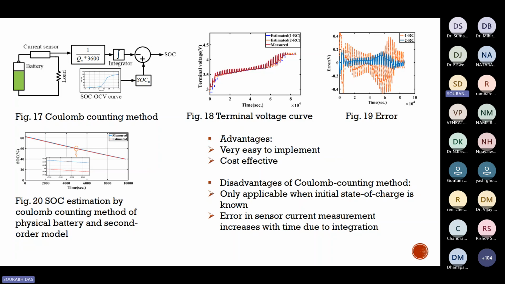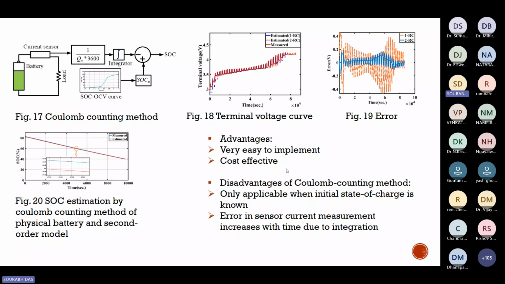And if we estimate the SOC using this Coulomb counting method, I get this estimated SOC curve. So the advantages are that it is very easy to implement and cost effective. And the disadvantages of the Coulomb counting method are that it is only applicable when the initial state of charge is known, and the error in sensor current measurement increases with time due to the integration.